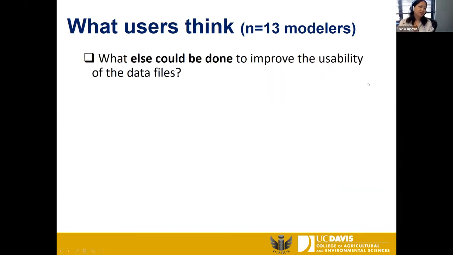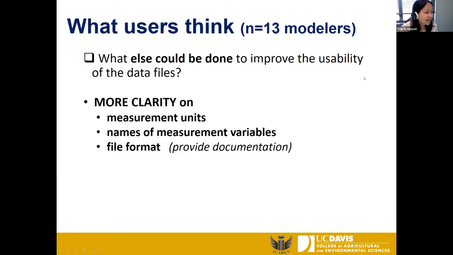So what else could be done to improve the usability of the data files is what we asked. And generally it comes down to clarity. This is the most frequent request: clarity on the measurement units, clarity on the names of the measurement variables. If you're saying m/z 182, tell them what that means. I think it's a very logical request. And then clarity on what the file format means and is like. So even if you think that the file format is super standard, I don't know that researchers are familiar with any of these file formats.